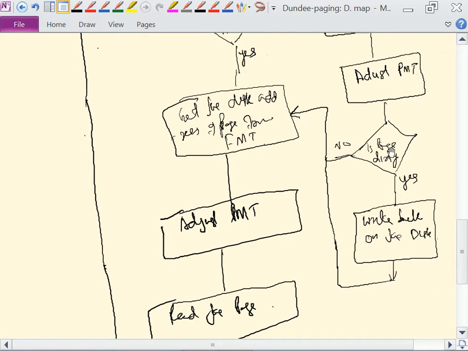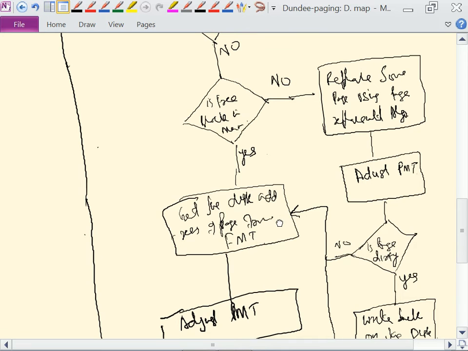But before that, you should also do what? You have to see whether the page is dirty or not. If the page was dirty, then you have to write it back to the disk. Page dirty means, has it had some changes or not? If there has been some changes, then what should we do? What does that mean? Because otherwise the changes of that page will be lost. If it was not dirty, there is no need to access the hard drive. Just simply get the disk address of the page from, what is FMT?